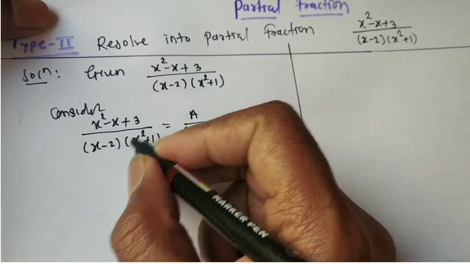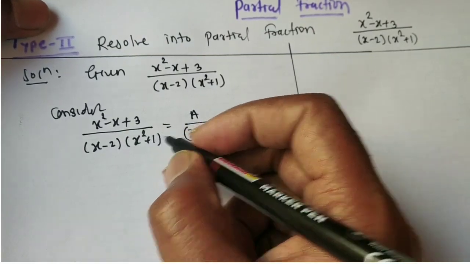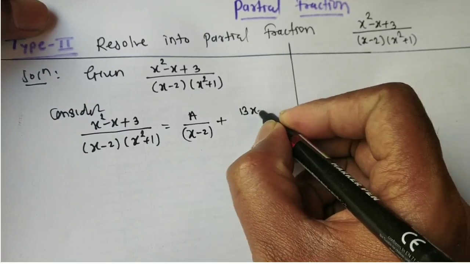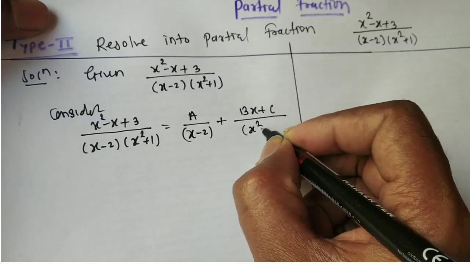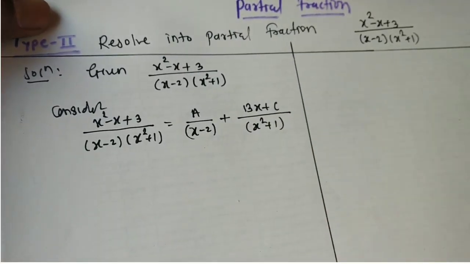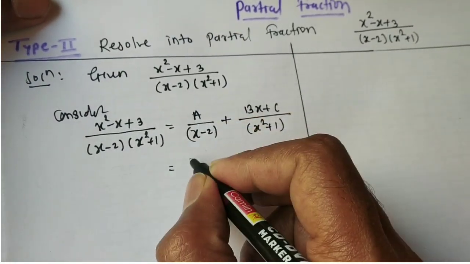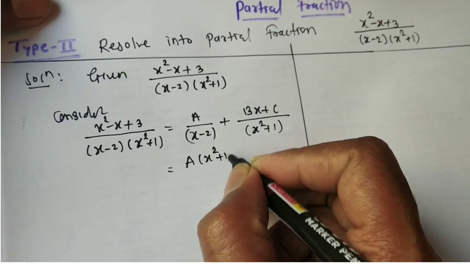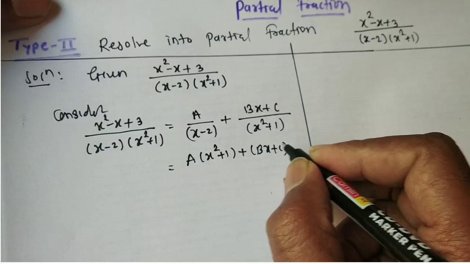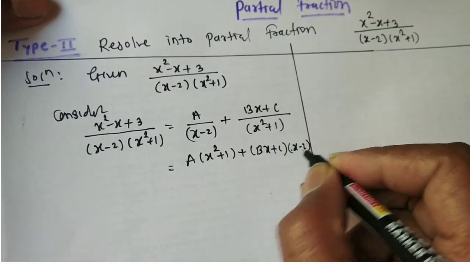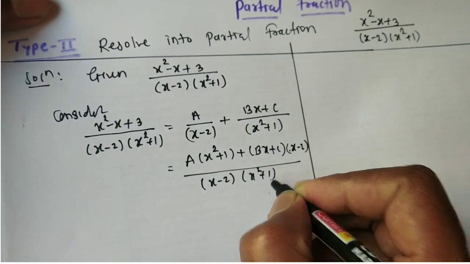Now in the second factor you can see there is x square. Whenever you have an x square in the denominator, you have to write bx plus c in the numerator, divided by the second factor x square plus 1. Now cross multiply: you will get A into x square plus 1 plus bx plus c into x minus 2, divided by the product x minus 2 into x square plus 1.